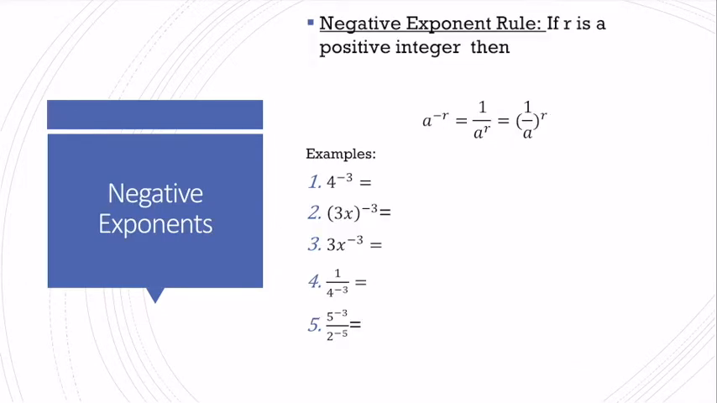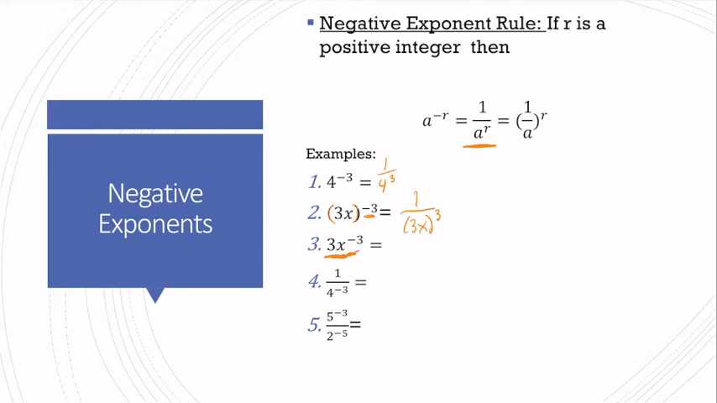When working with negative exponents, if I have a negative exponent, that actually is a fraction and that goes down into the denominator. So if I have 4 to the negative 3, that's going to be 1 over 4 cubed. If I have (3x) to the negative 3, it's important to remember that the parentheses mean this negative 3 is attached to the 3 and the x. So that'd be 1 over (3x) cubed.